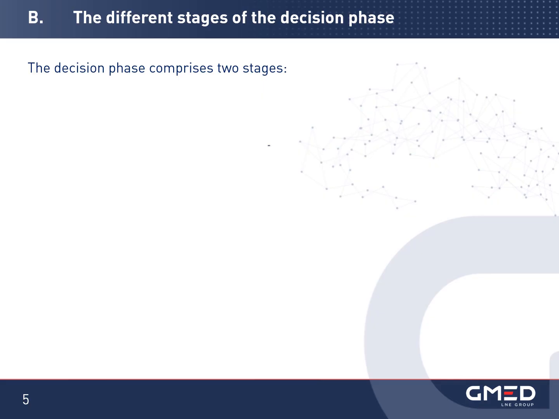There are 2 main stages in the decision phase, corresponding to the final exam and decision making. These 2 stages are complementary and essential to the decision-making process. In this presentation, we'll take a closer look at each of them to better understand this decisive phase in the certification process.